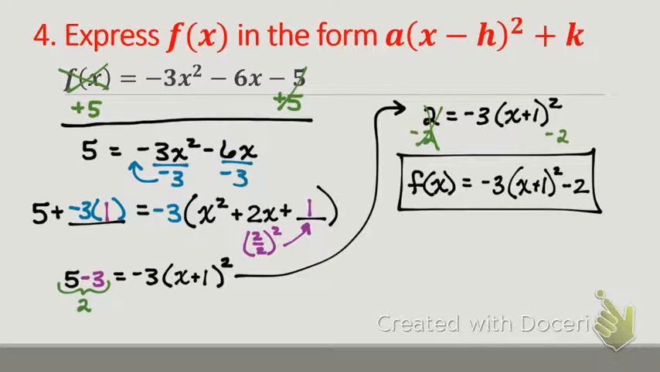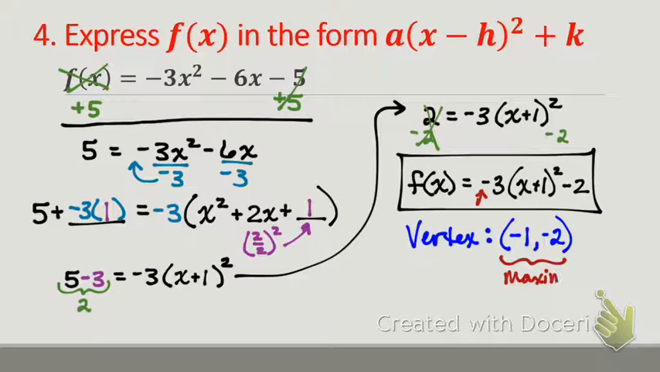Where is the vertex? -1, -2. Tell me this one's coming for you, dear. You ready? Is that vertex a maximum or a minimum? Maximum. How do you know? Yep, negative a value right there. So this is a maximum.